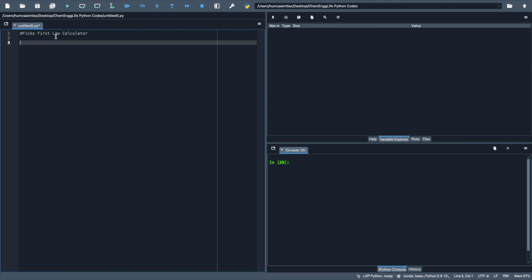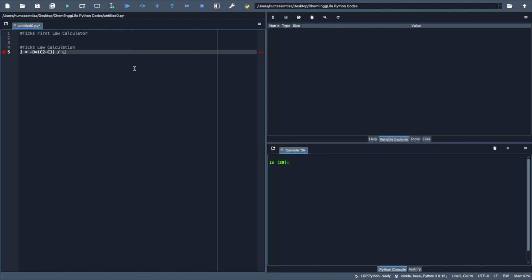So now we are in the Python environment, and we are basically going to write a very simple, basic calculator that calculates Fick's first law. The formula for Fick's law, I'm going to write right here. Fick's law calculation: dJ is equal to minus D multiplied by (C2 minus C1) divided by L. So we have our diffusivity, D, multiplied by the change in concentration divided by the thickness of the slab.